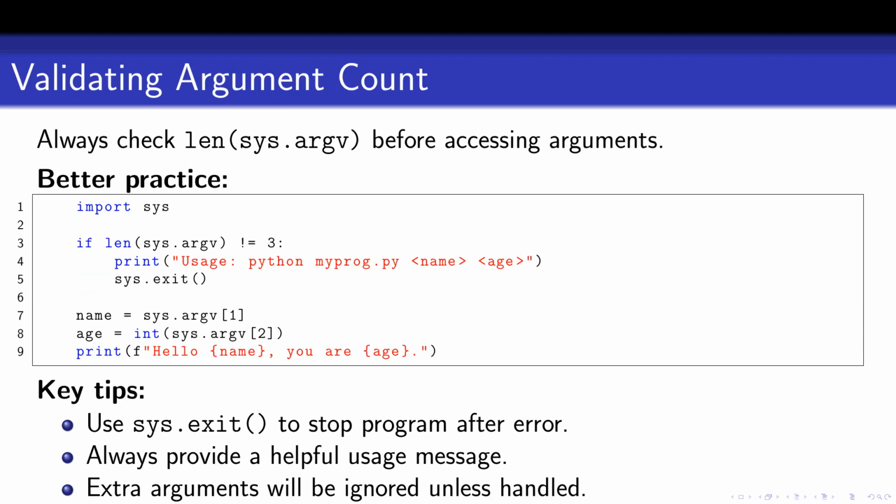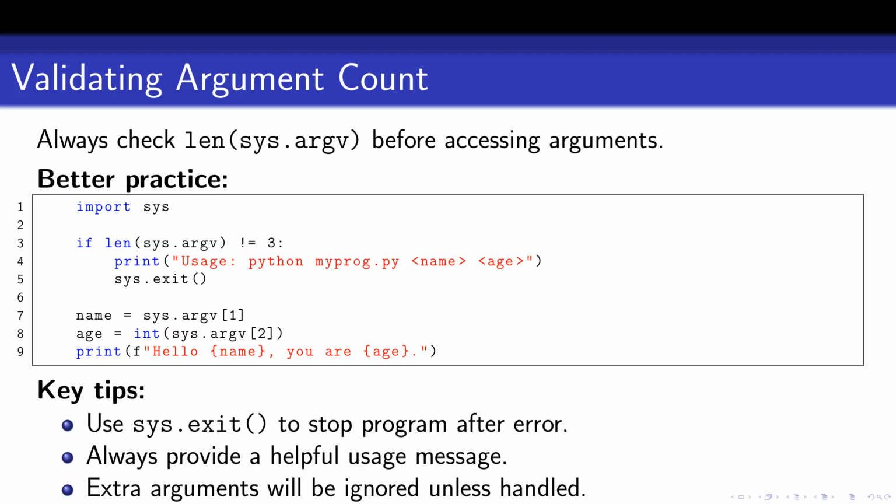When using sys.argv, it's important to validate the number of arguments before accessing them. If your program expects 2 inputs and the user only provides 1, you'll get an index error. The best practice is to check len of sys.argv at the start of your program and exit gracefully with a helpful usage message if the required arguments are missing. This makes your program more robust and user-friendly.